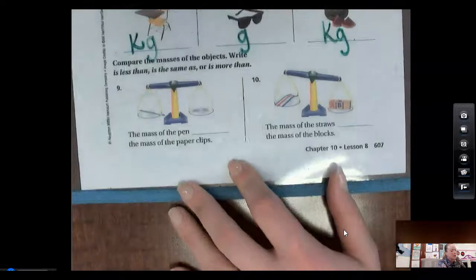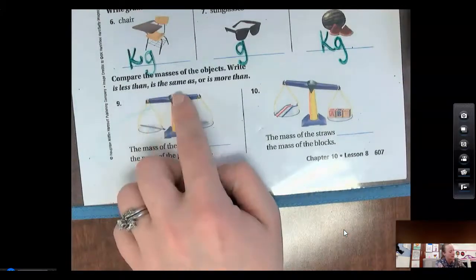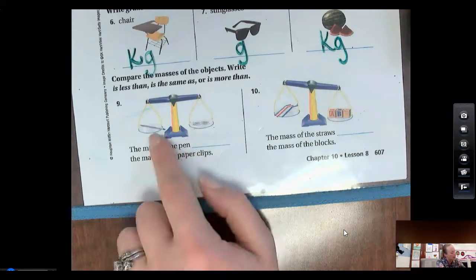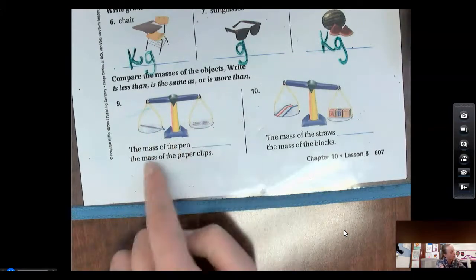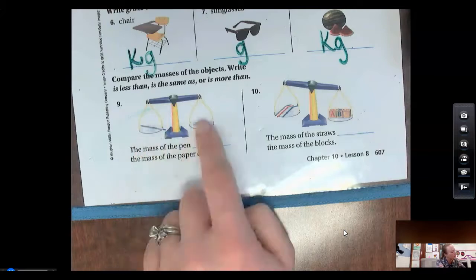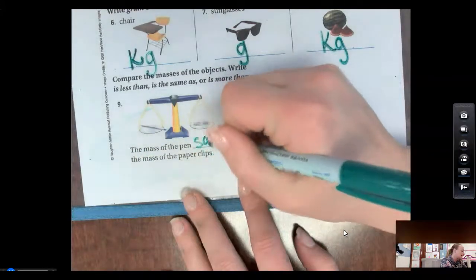All right, kiddos, let's look at this scale. We have to decide if it's less than, same as, or more than. It says the mass of the pen is the what to the mass of the paper clips. Well, they look exactly the same. If they are exactly the same, it is same as.